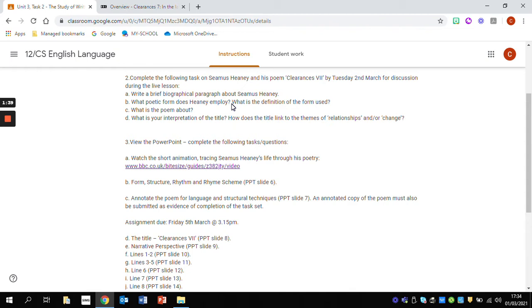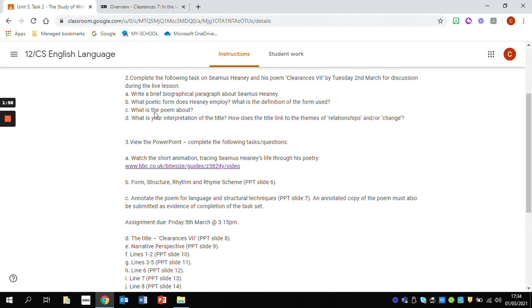What is the poem about? It is about the death of his mother. In the poem, Heaney sets up this deathbed scene, and we see this woman as she's taking her dying breaths with her family gathered around her. It's a very poignant moment for the family.